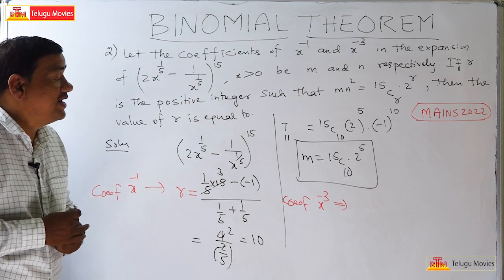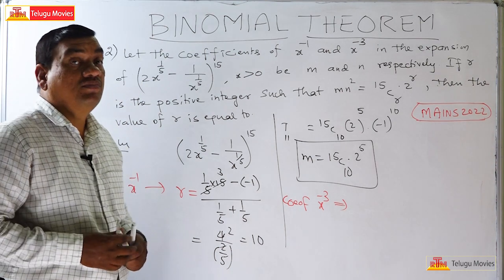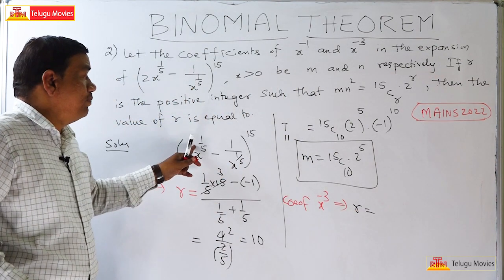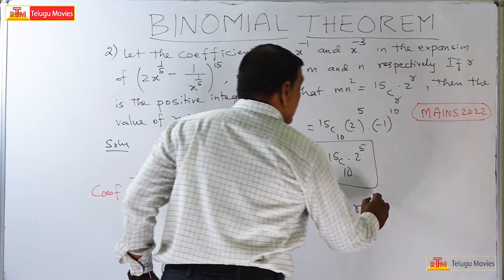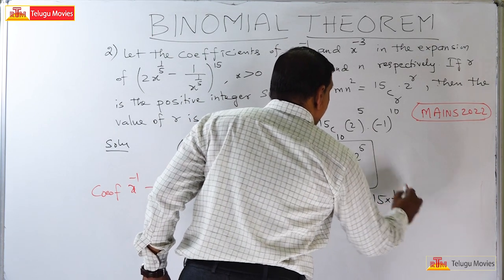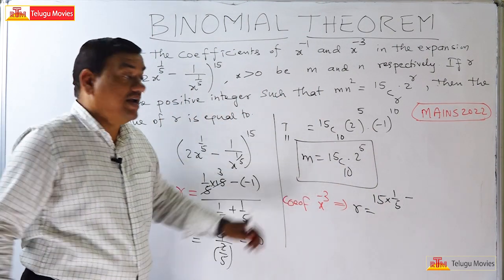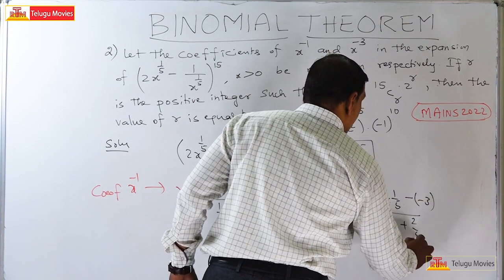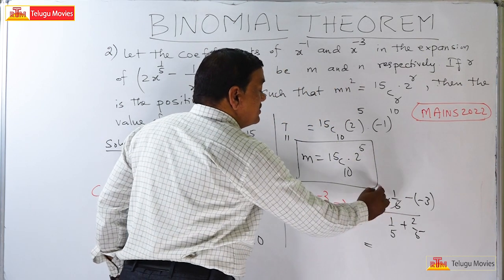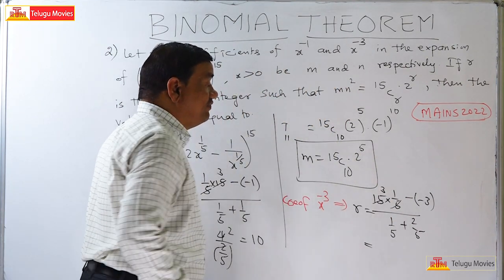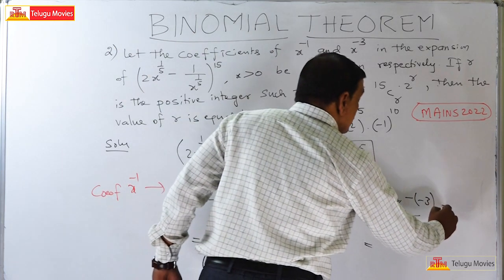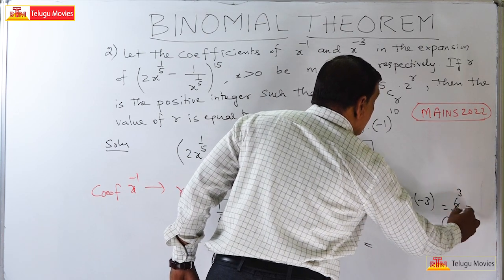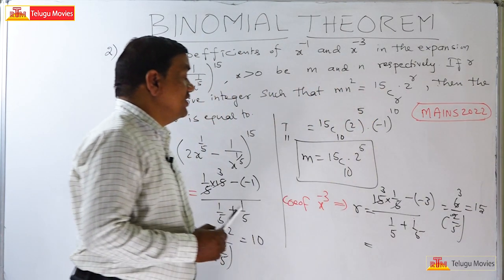Let the term x to the power of minus 3 come in the (r+1)th term, where r = (np - m)/(p + q). So 15 into 1 by 5, minus of minus 3, by 1 by 5 plus 2 by 5. Now calculate here: 5 threes are 15, 3 plus 3 is 6. So this is equal to 6 by 2 by 5, that is equal to 50.